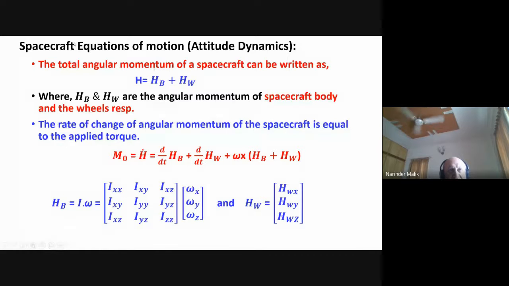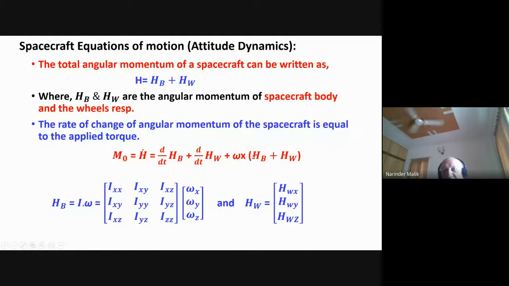Now I write down the spacecraft equation of motion which we have covered in our earlier lecture. I write the total angular momentum of the spacecraft, which is the sum of the spacecraft body and the wheels. HB and HW are the angular momentum of the spacecraft body and the wheels respectively. I can write the rate of change of angular momentum of the spacecraft as equal to the applied torque, M naught is equal to h dot.